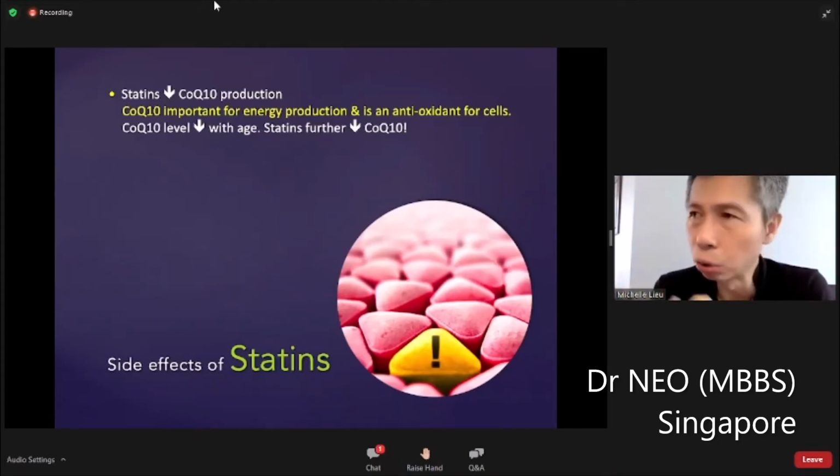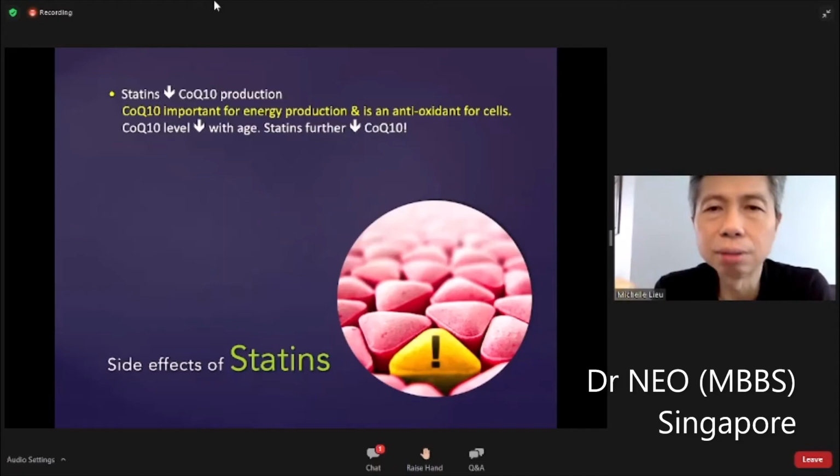The second function of coenzyme Q10 is that it's also an antioxidant for the cell. It mops up the free radicals, preventing or reducing the damage from these free radicals. So if your cell lacks coenzyme Q10, what's going to happen is that the free radicals can cause a lot of damage to the cells.